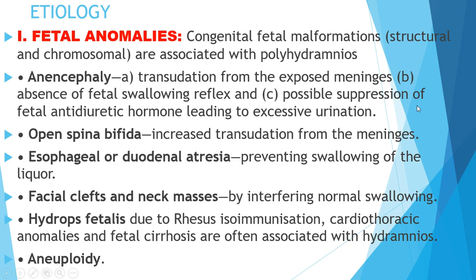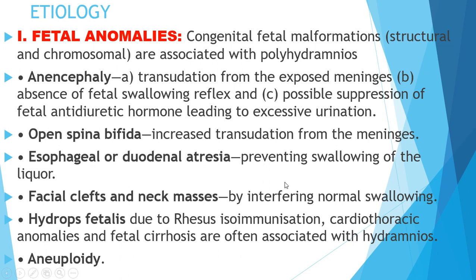And next, possible suppression of fetal antidiuretic hormone. In this condition, the baby may have suppression of antidiuretic hormone, so the baby passes more urine. So the fluid is in excess because of excessive urination. Because of the anencephaly, all these problems happen and more fluid will be there. Next is open spina bifida, with increased transudation from the meninges. If the spina bifida is open, there may be increased transudation from the meninges that causes excess fluid accumulation. Then esophageal and duodenal atresia.